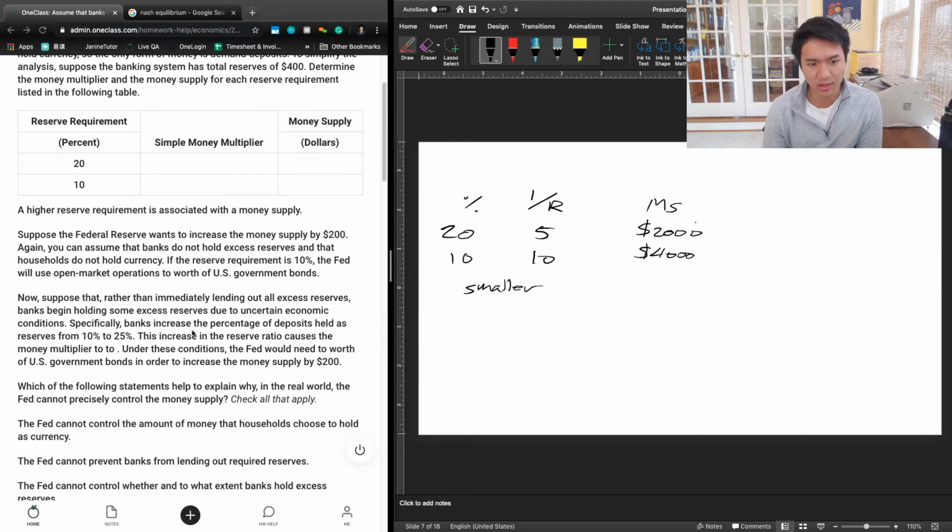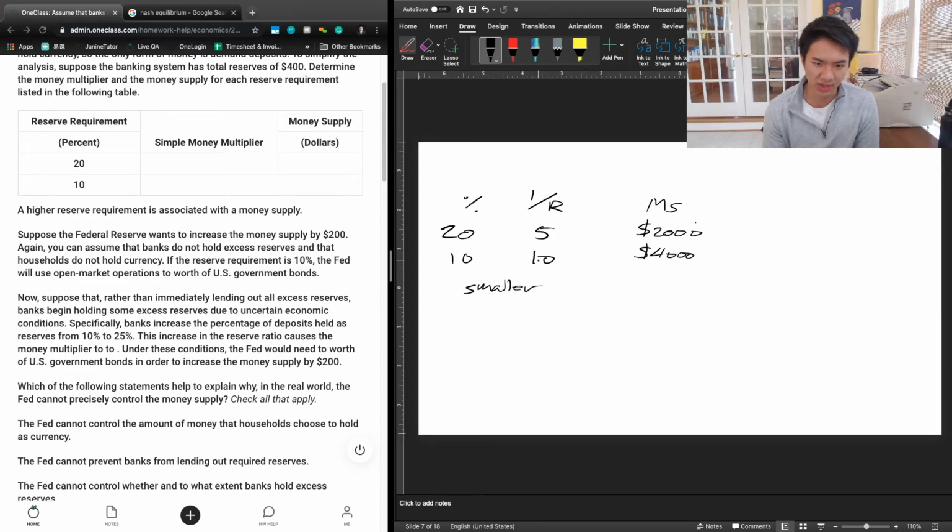Okay. Suppose the Federal Reserve wants to increase the money supply by $200. Again, you can assume the banks do not hold excess reserves and that households do not hold currency. If the reserve requirement is 10%, so we're dealing with this bottom row here, the Fed will use open market operations to blank worth of U.S. government bonds. Basically we want the end result on the money supply to be an increase by $200. The money multiplier tells us that at a 10% reserve requirement, it would only require an increase in deposits of $20 for there to be a $200 increase in the money supply, because our money multiplier is 10. 200 divided by 10 is 20.